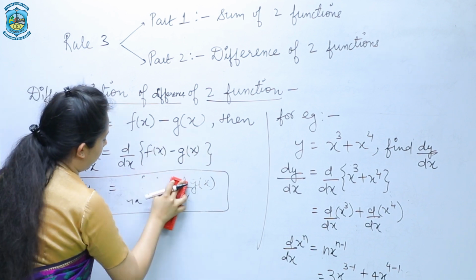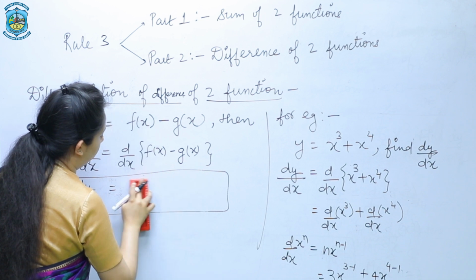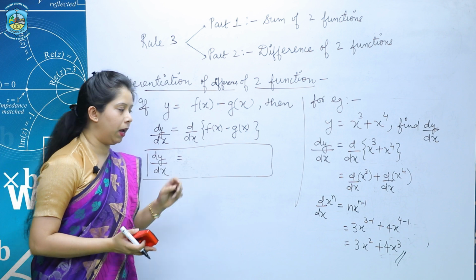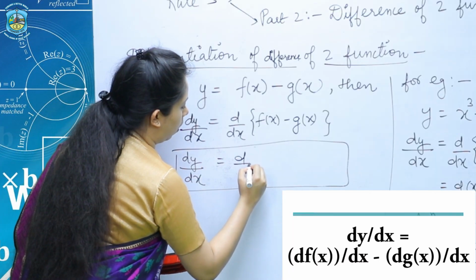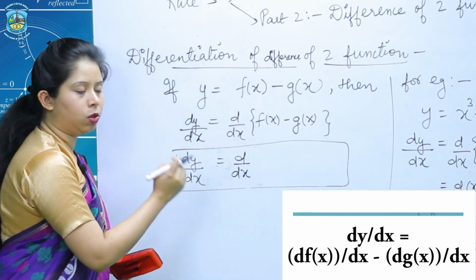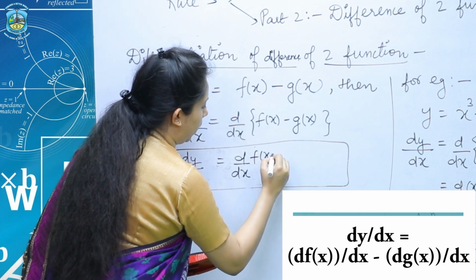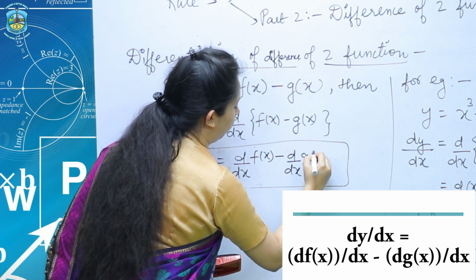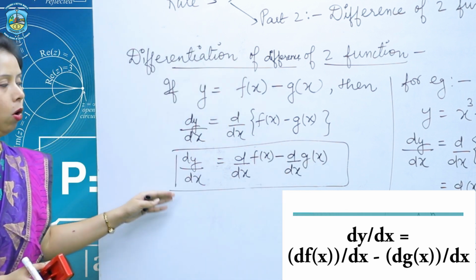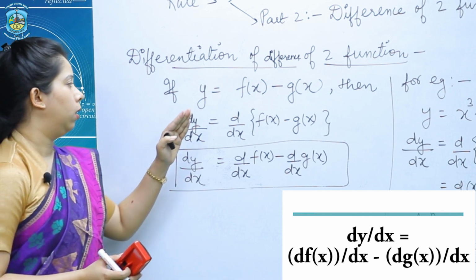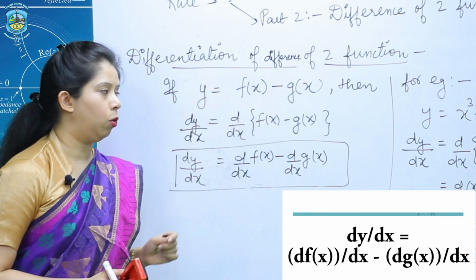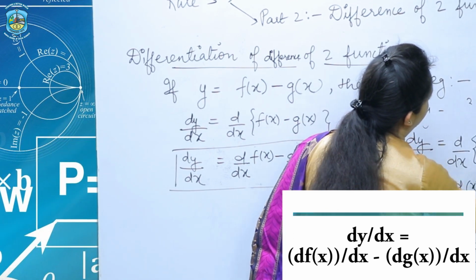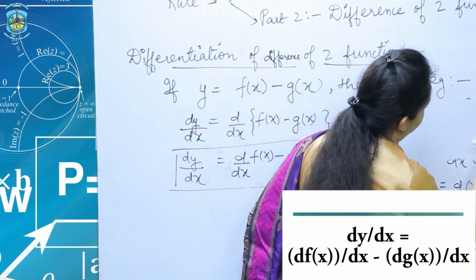Now according to the second part of rule number 3, the derivative of the difference of two functions will be equal to the difference of the derivatives of these two functions. So here we will get d by dx of f of x minus d by dx of g of x. So this is the value when we have the difference of two functions. So again we will consider a different example for the difference of two functions.